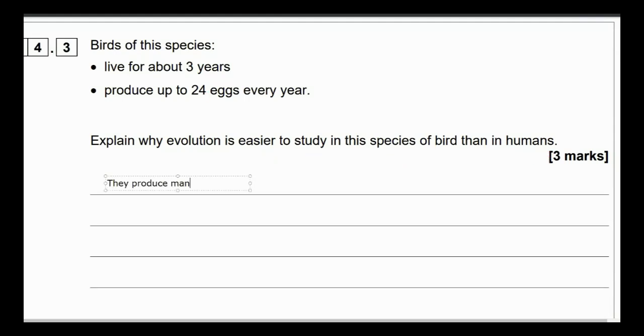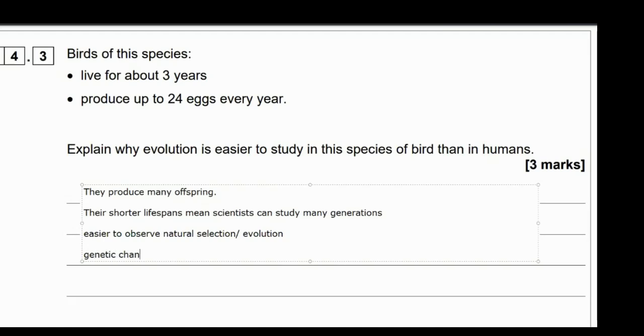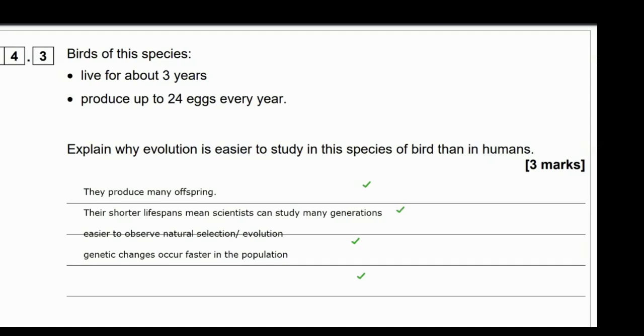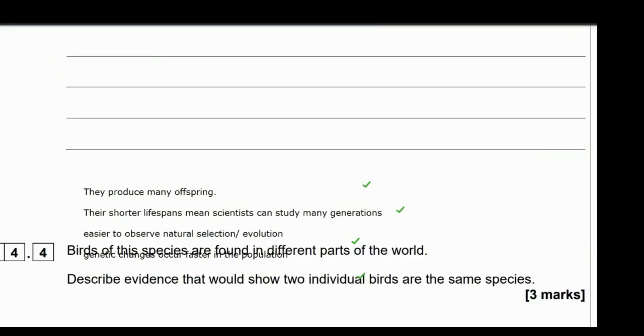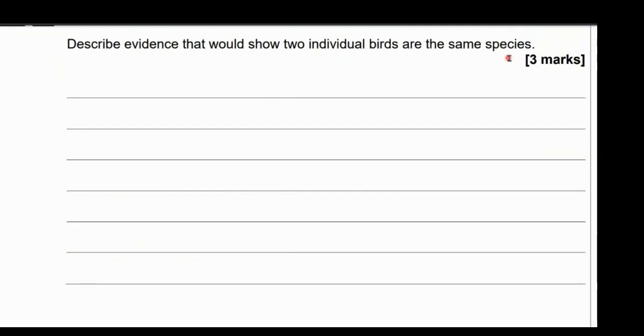4.3. Birds of this species live for about 3 years. That's a short time. And they produce up to 24 eggs a year. That's a lot. Explain why evolution is easier to study in this species of bird than in humans. Well, they produce lots of offspring, 1 mark, which have shorter lifespans, another mark. This means it's easier to study natural selection. Natural selection happens faster, or the genetic changes in natural selection happen faster. As a side note, geneticists often study fruit flies because they have even more offspring and even shorter generations. Just a few days is their lifespan.